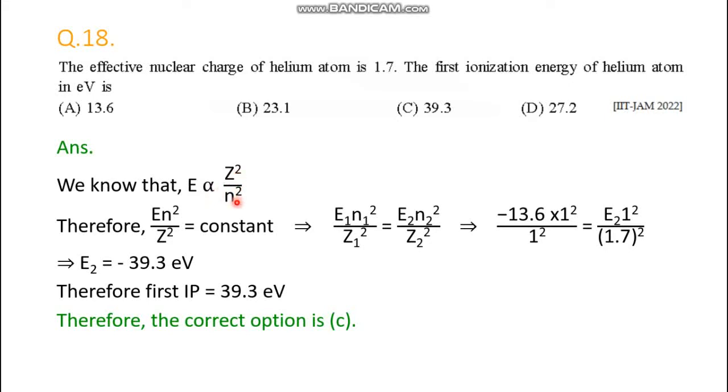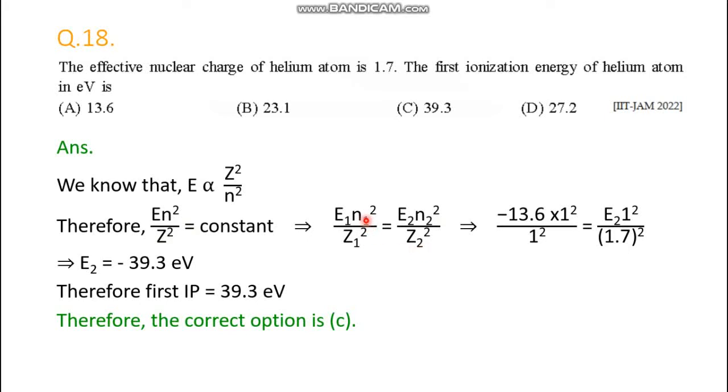Therefore, we can write, if this n square is taken to the left hand side, then En square by Z square becomes a constant, because if you remove this proportionality relationship, then it becomes an equation with a proportionality constant here. So this is some constant. So En square by Z square is a constant. That means E1 N1 square by Z1 square equals E2 N2 square by Z2 square.